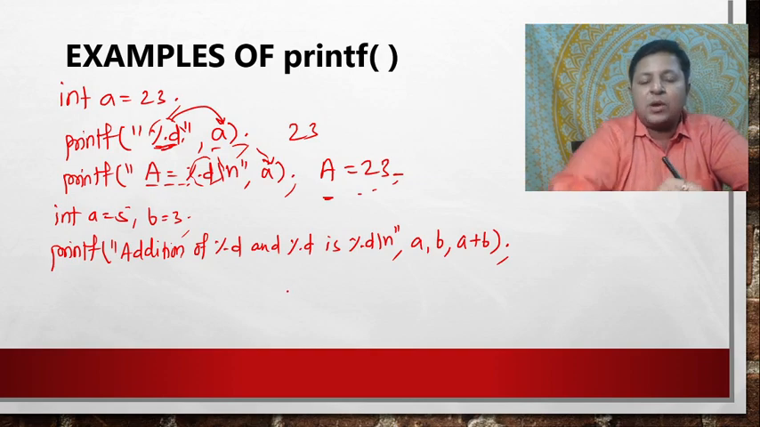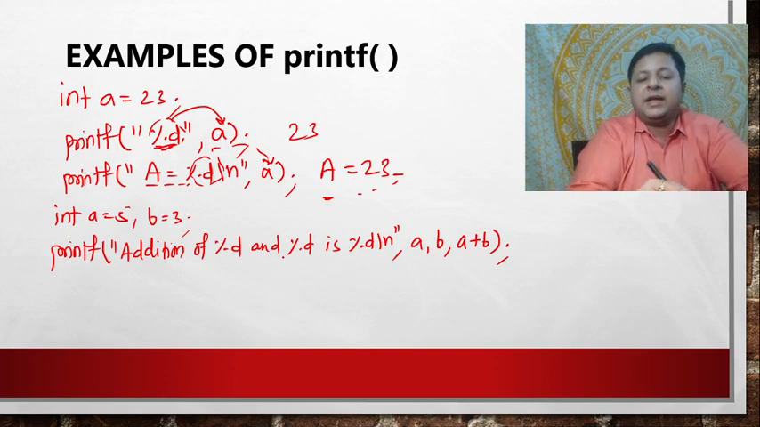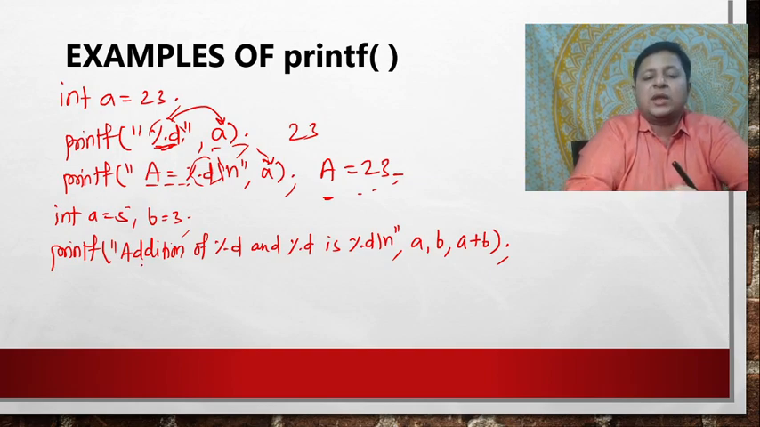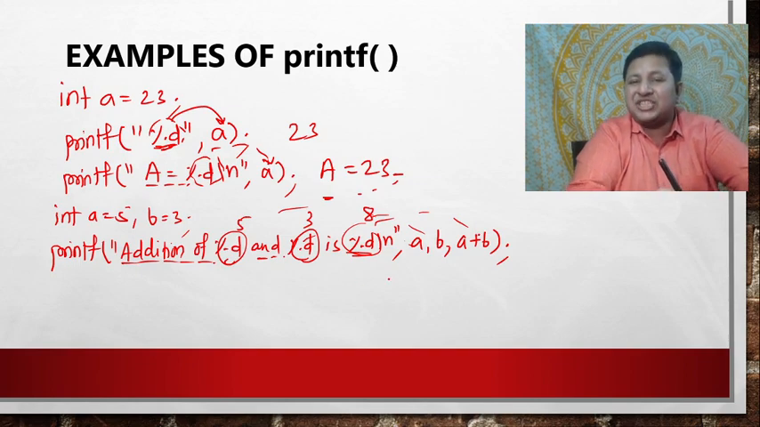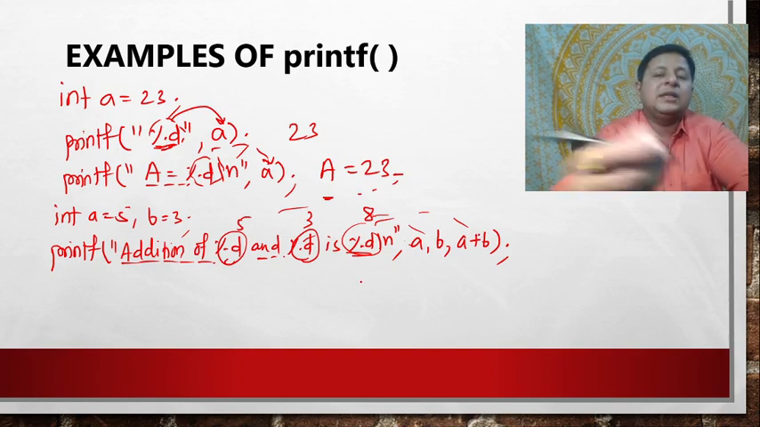So that's how I'll be able to make use of printf along with all the other things, the text and the escape sequences and so on. You can very well see how it will be printed. Addition of, this will be replaced by 5 and this will be replaced by 3 because this is mapped with a, this is mapped with b, and this will be mapped with the addition. So first it will do the addition, 5 plus 3 is 8. So the output will be addition of 5 and 3 is 8. And you know, if the values of a and b are changed, your output will be accordingly changed.